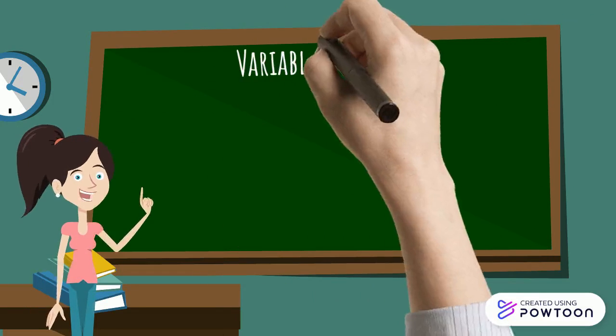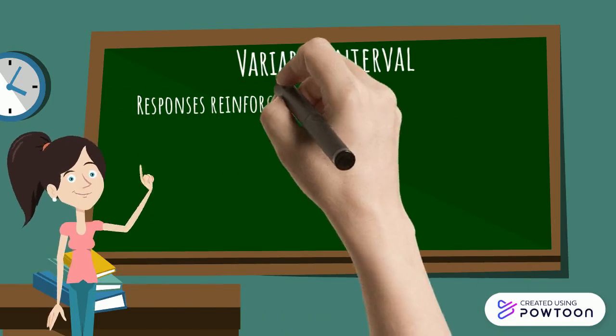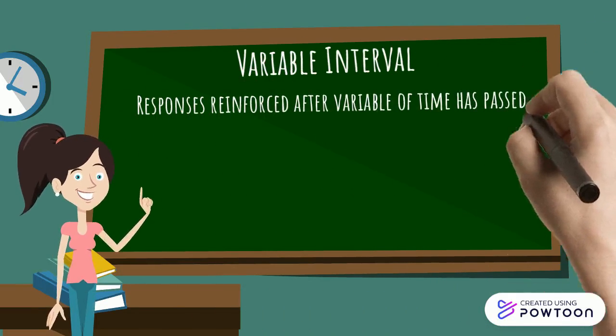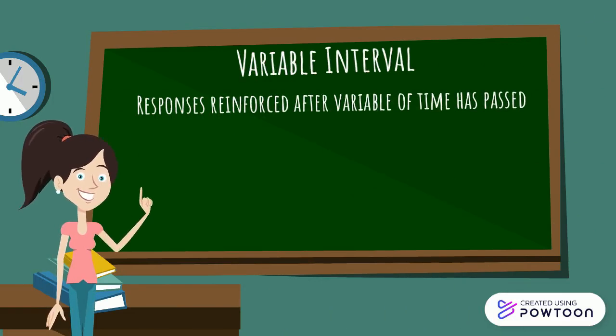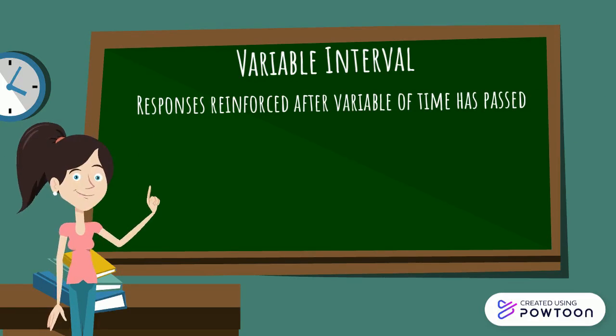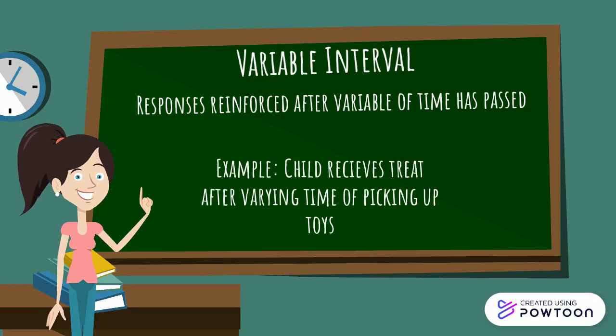Variable interval is a response that is reinforced after a varying amount of time has passed. This has more of a regular rate of response than a fixed interval because essentially the time is unknown. For example, a child receives a treat after a varying time of picking up his toys, so it could be 1 hour, 2 hours, or even 3 hours.